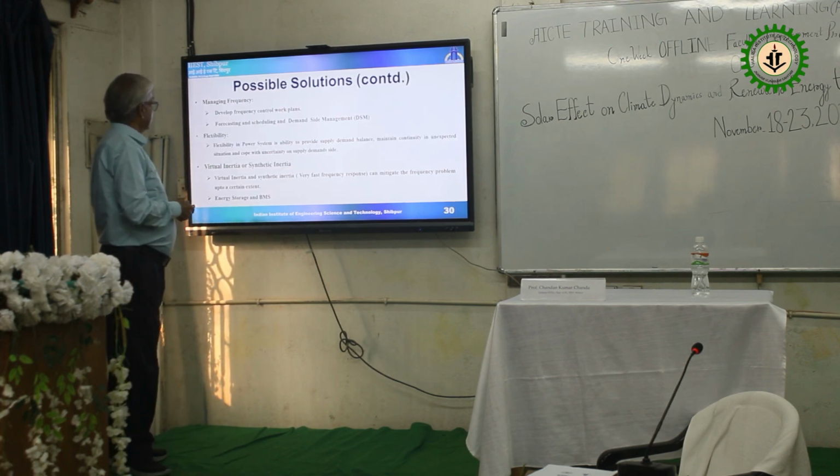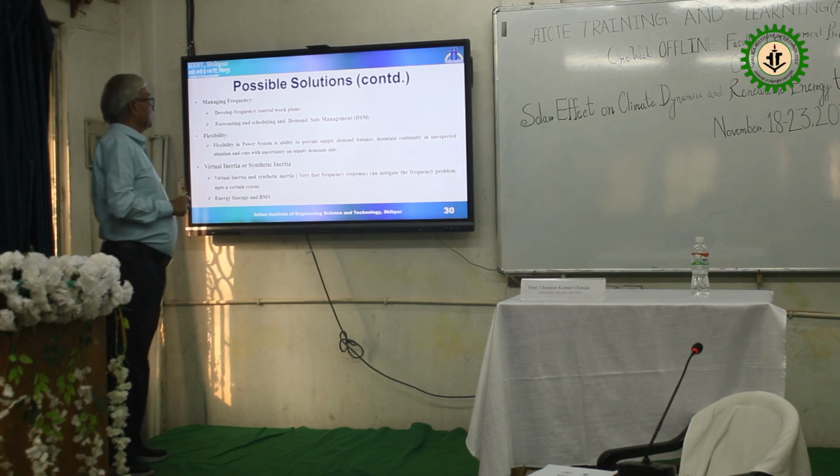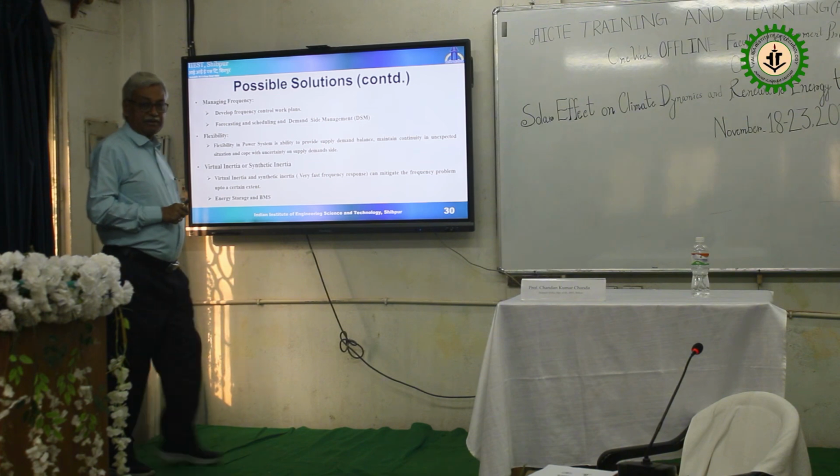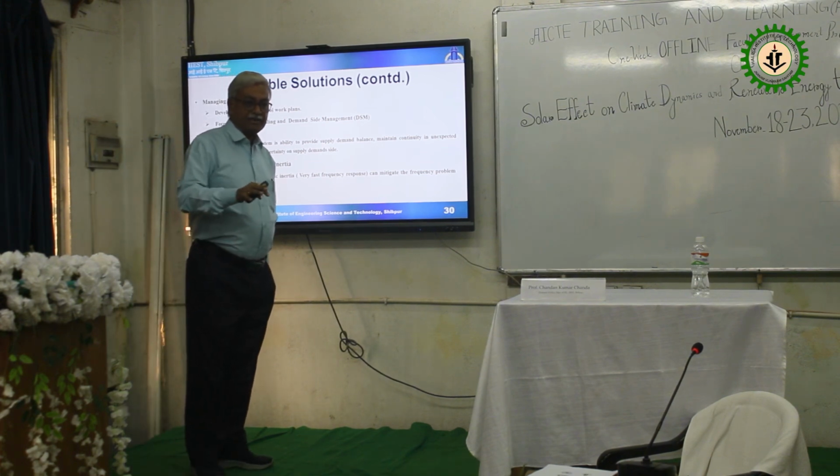Possible solutions: develop frequency control over plants, forecasting and scheduling, and demand side management. Hopefully you know what demand side management is. You know, peak clipping, valley filling. These are the things.